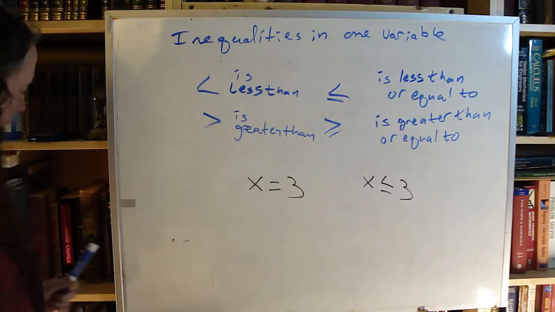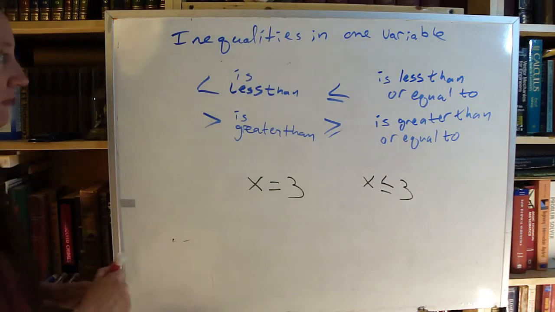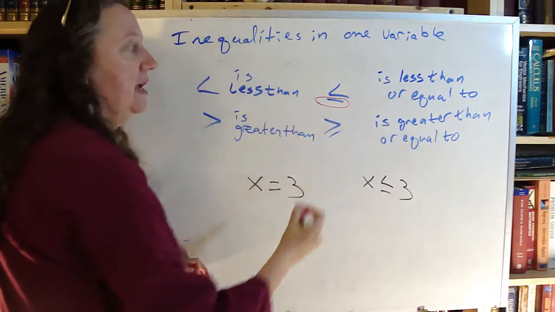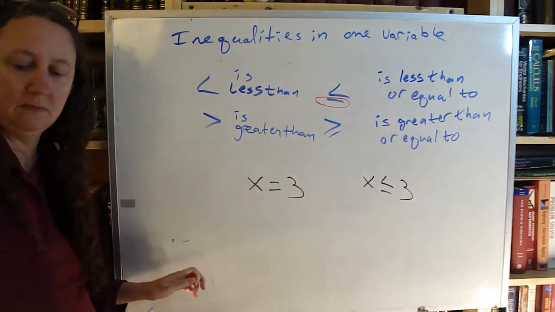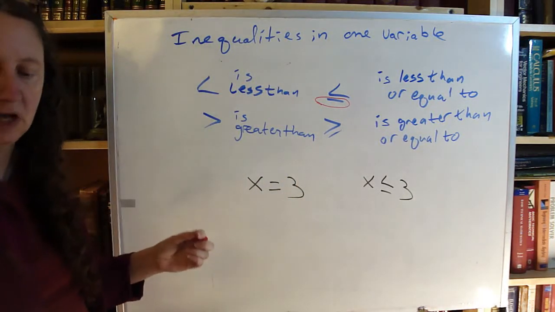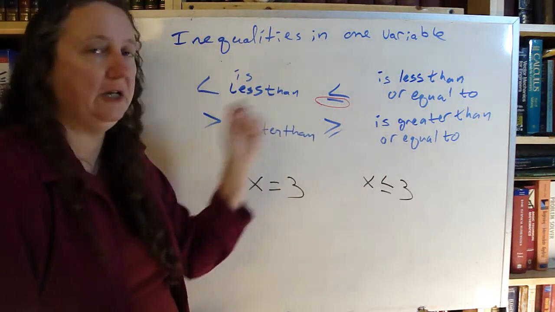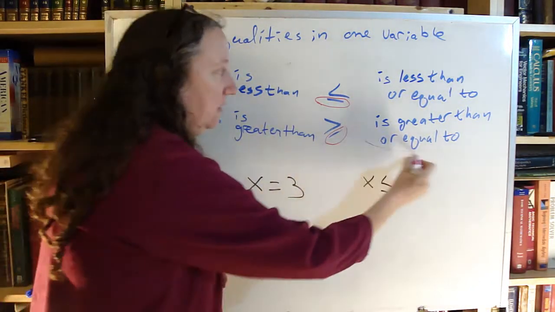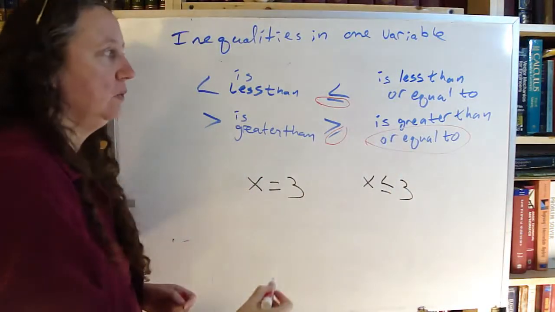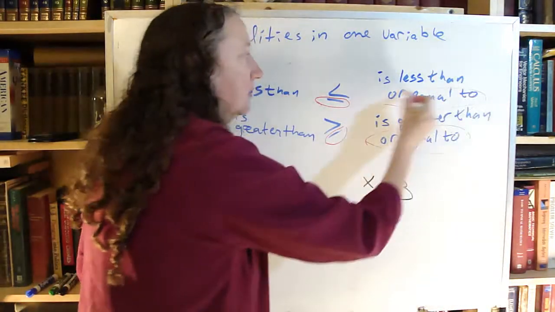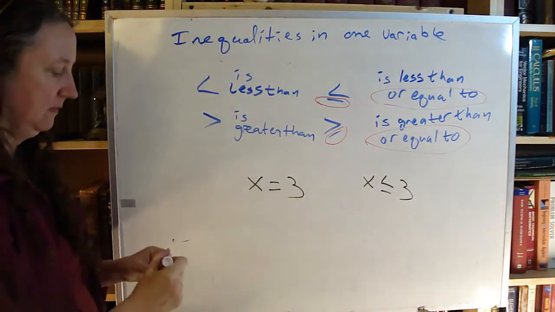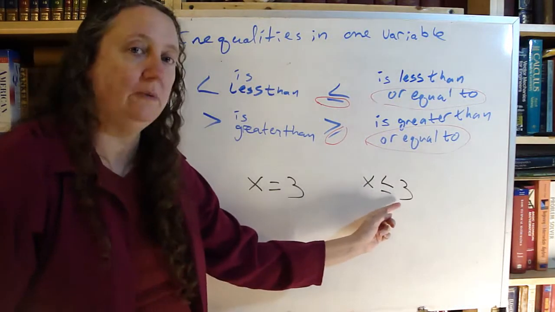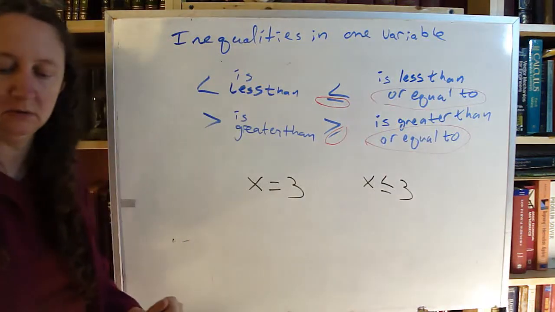Also, notice you have the little extra line under the less than symbol. That little extra line is telling you that it could be equal to. That line there means or equal to. So that is why this x could possibly be 3.